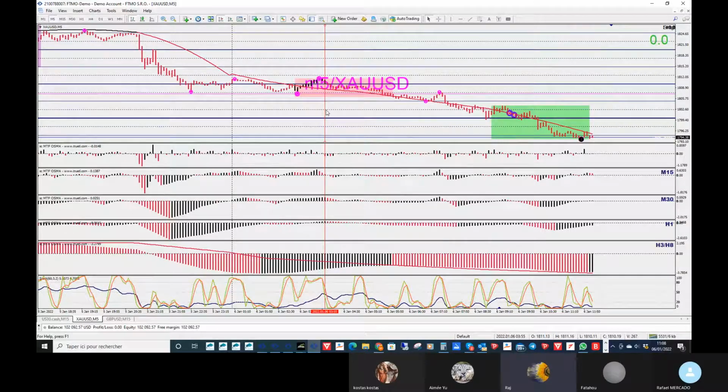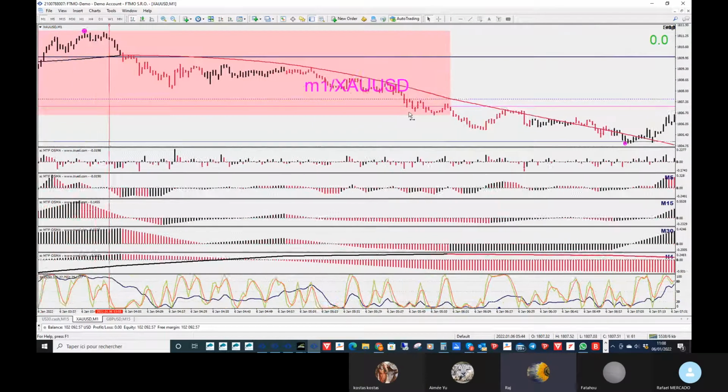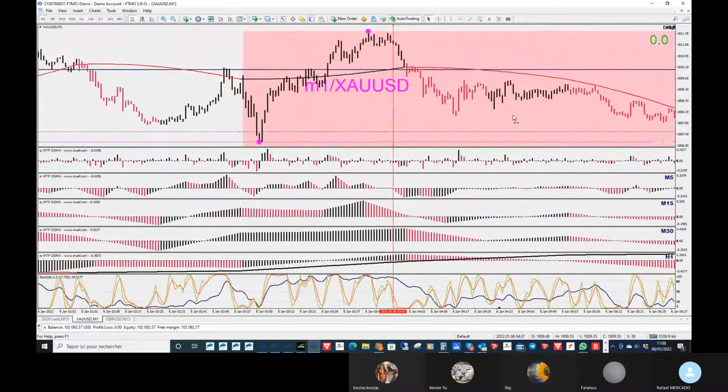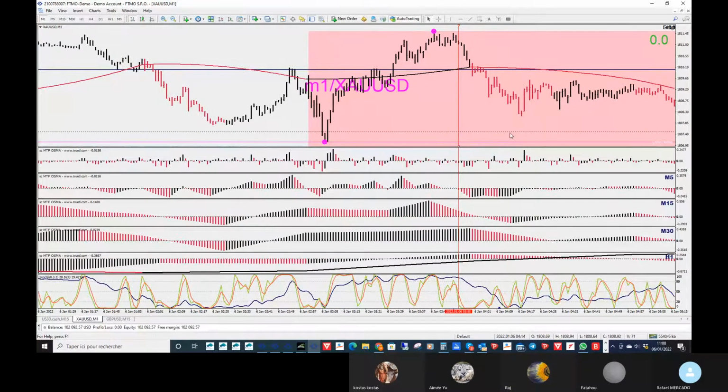Let's look at the 1 minute, see what it's doing. Okay, there you go. The 1 minute already gave you an entry, right here. Draw your horizontal at your entry. Where's your second entry?